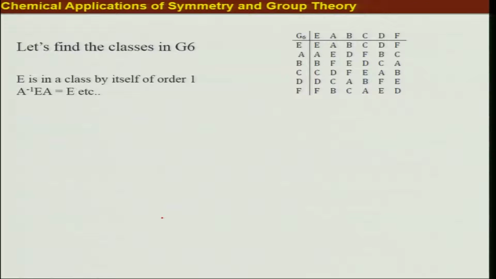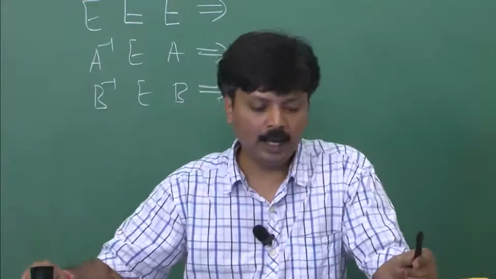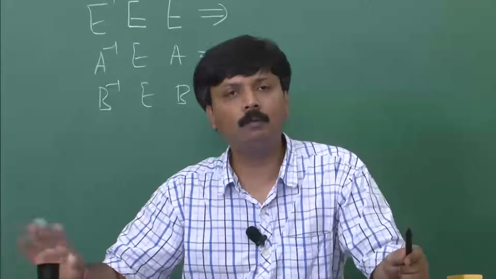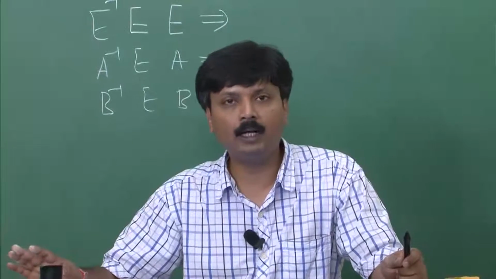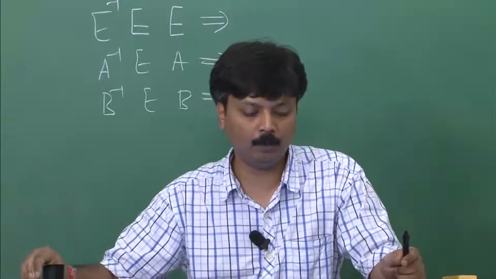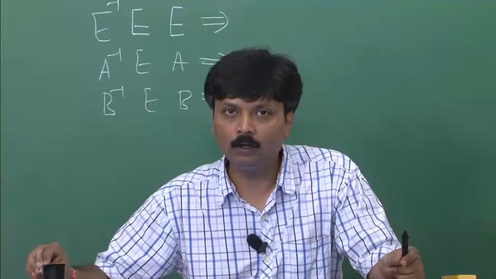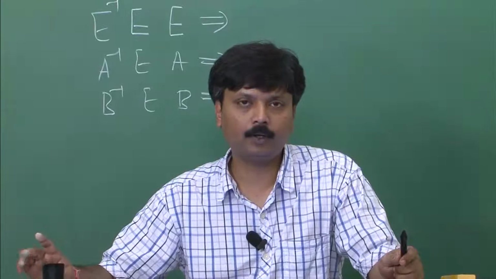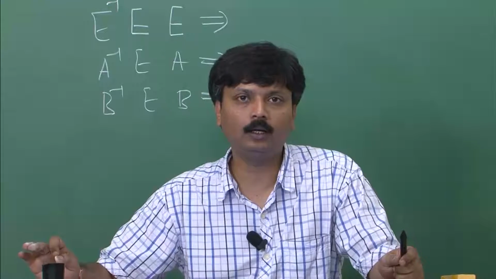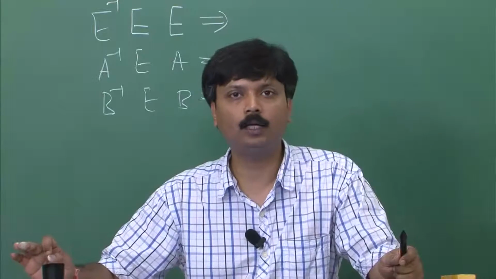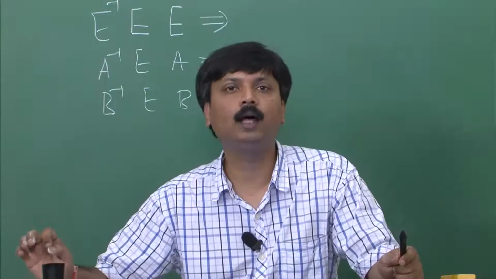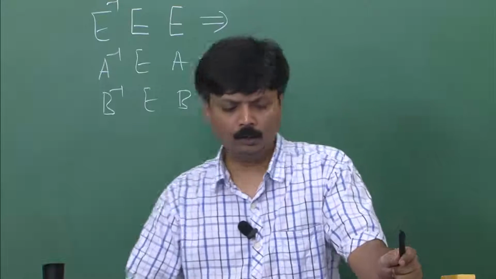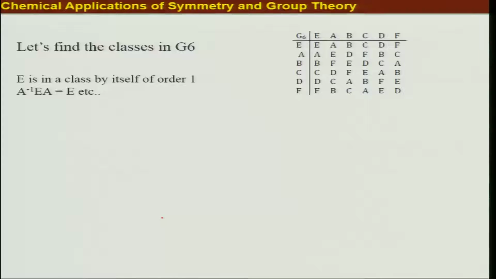First we will do this job for E, and you find that no matter what element you use to do this similarity transform on E, you will get back E only. That means identity forms a class by itself. That is the term that we will use. So there are no other elements in that class; identity alone forms it.